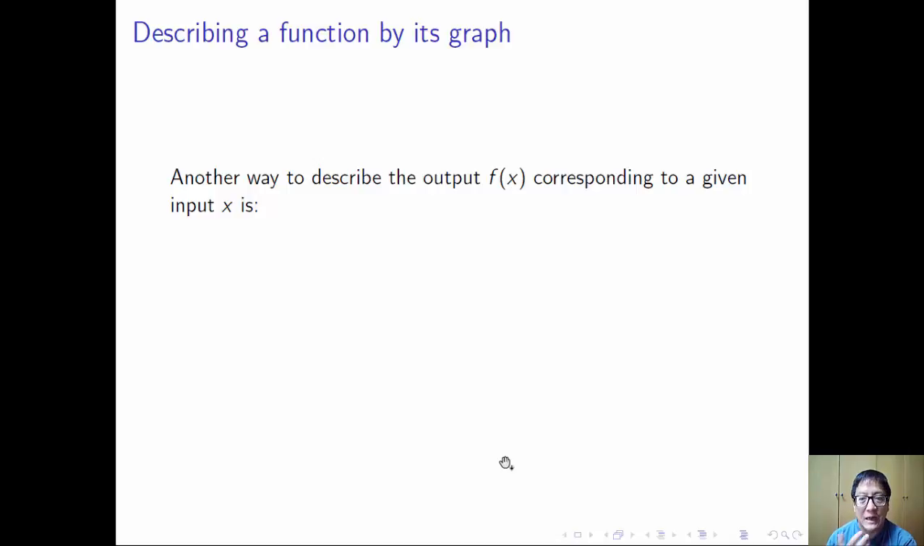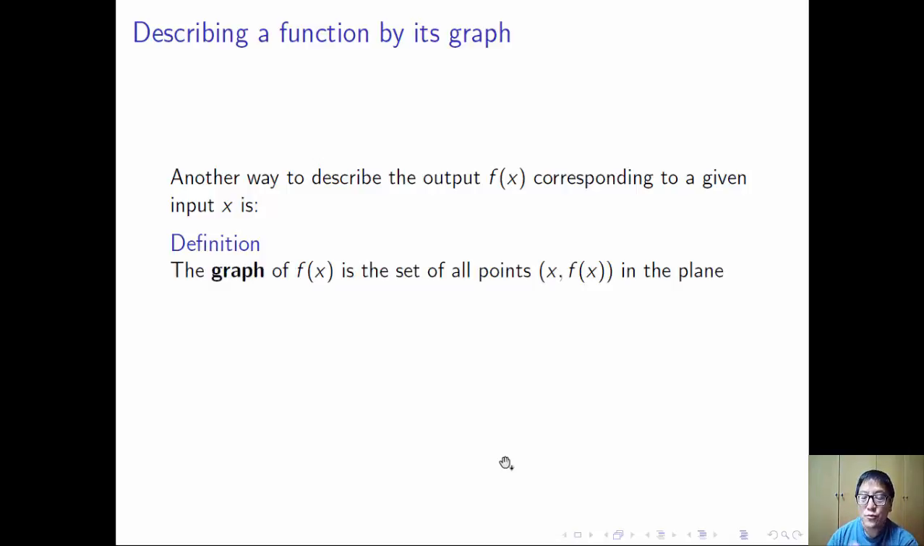Another way to describe the output f of x corresponding to a given input x is by its graph. One of the oddest things about calculus is that one of the most important things about the graph of a function is actually knowing its definition. I'm sure you haven't thought about this for 10 million years. Here's the definition of the graph of a function.